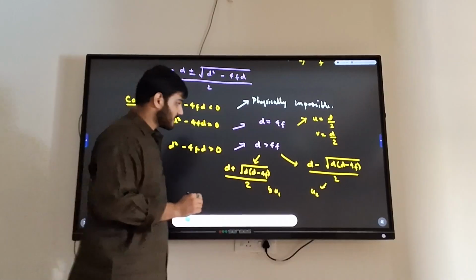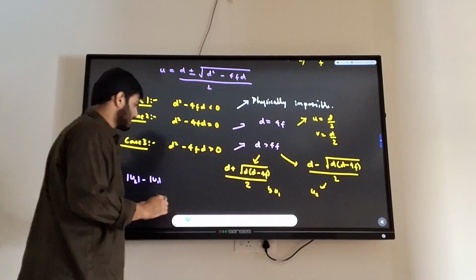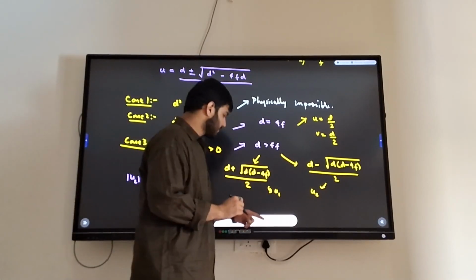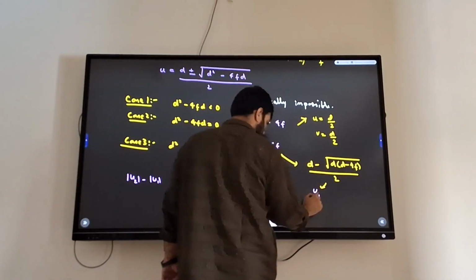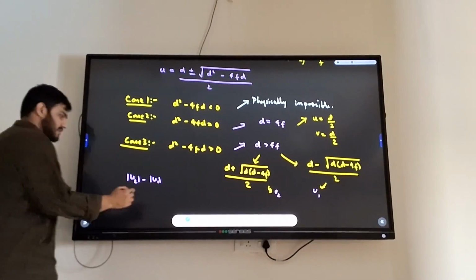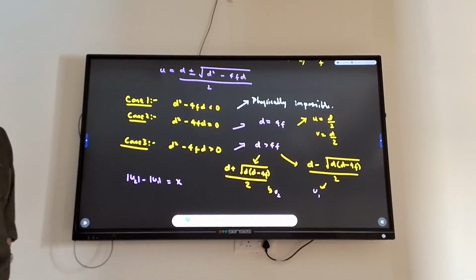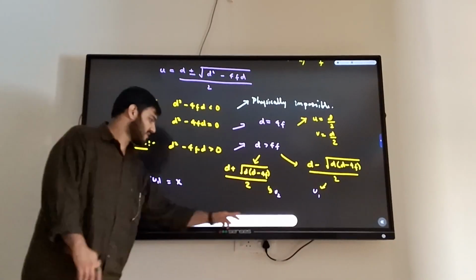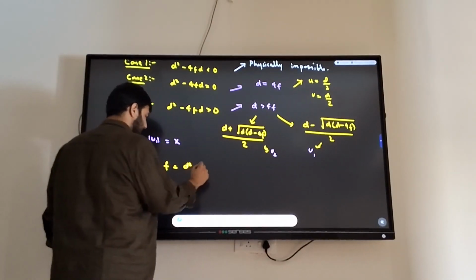Achha, which is the greater one? U2 is greater. U2 here, U1 here, maybe. Okay, check into this later on. But anyway, the equation is mod of U2 minus U1 is equal to x. And if you do the calculation, this is where I like to be called a teacher, where I can give you directly, and you just have to follow the steps and find it yourself. The answer is something like this. f is d square minus x square divided by 4d.